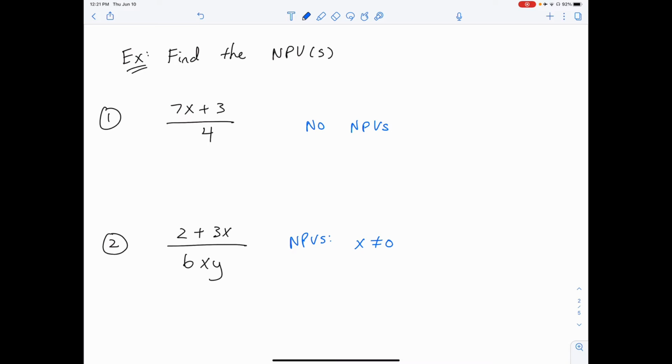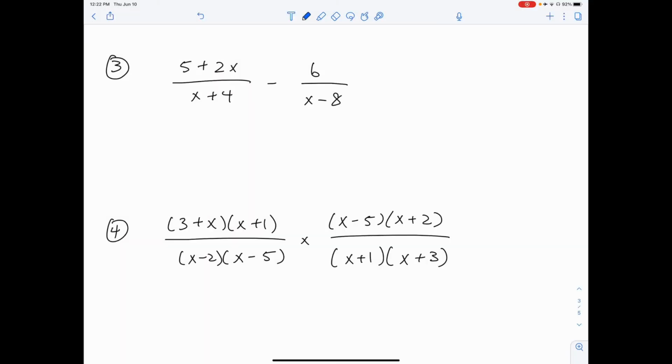Cannot is written as an equal sign with a slash through it. Also here we see that if we multiply by y, if y was 0, that would also cause a problem. So we also have to state here that y cannot be 0. So that would be the NPVs for the first two examples. Now for these ones here, we're not going to solve it. We're just trying to look for the NPVs.